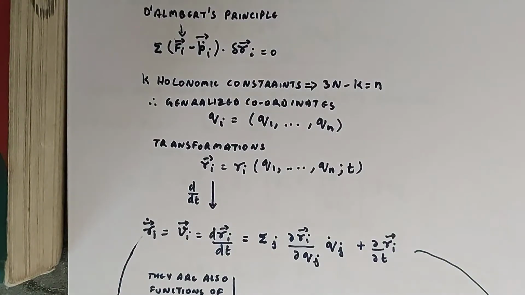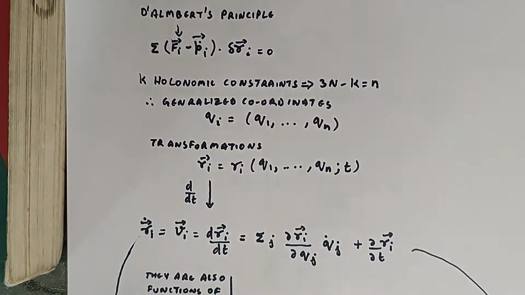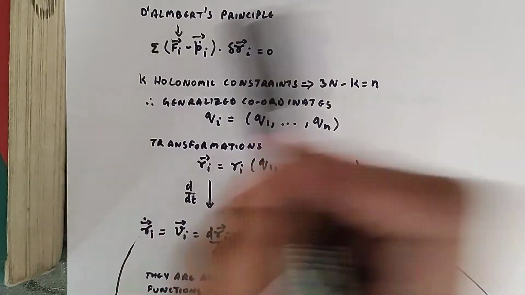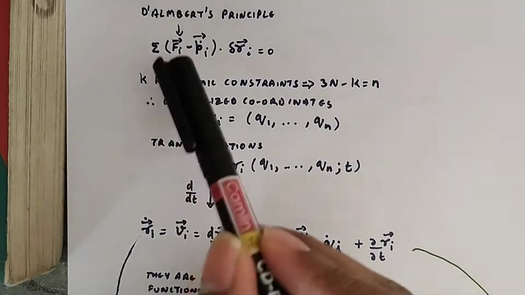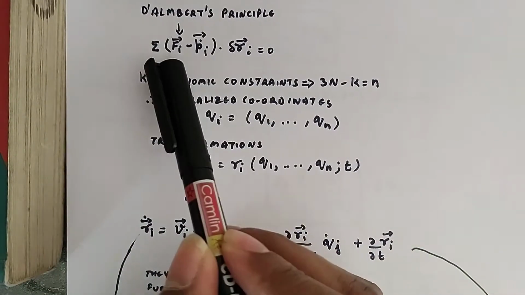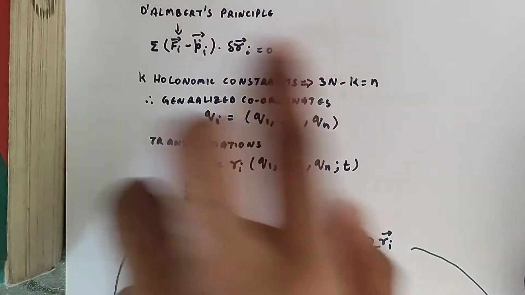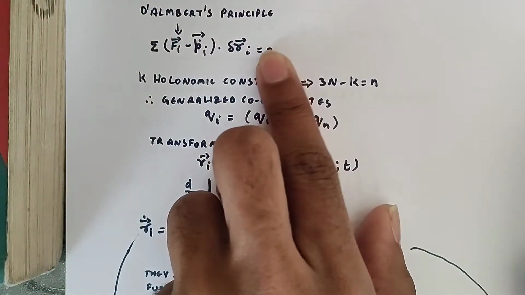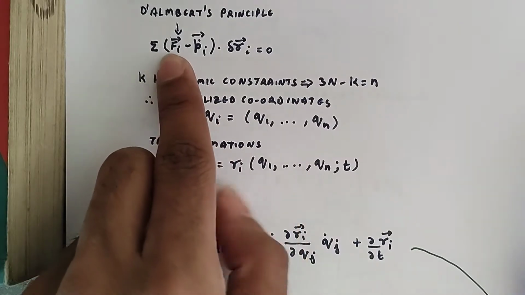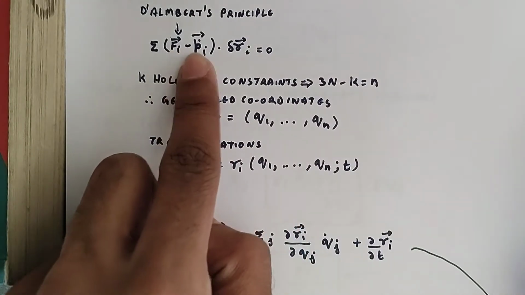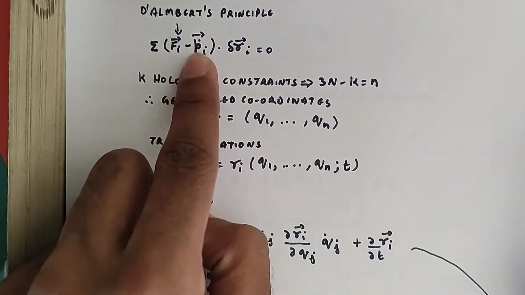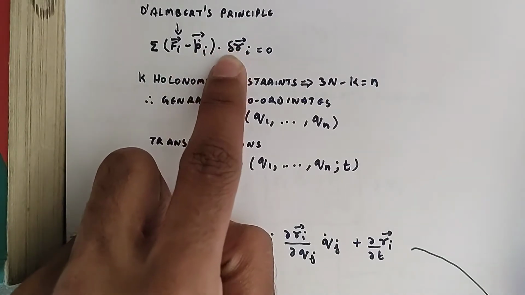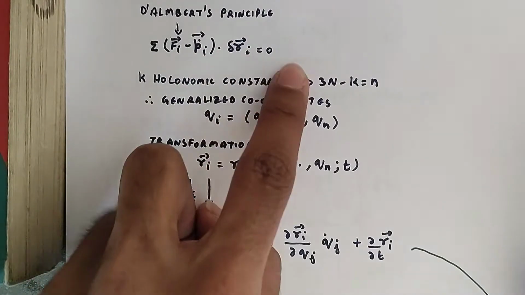So one of the concepts that I'm not going in depth is called D'Alembert's principle. So I want you to take this. This is the formula that's given by D'Alembert's principle. So this is basically D'Alembert's principle. This summation over Fi vector minus Pi dot, where Pi dot is again a force, dot delta Ri vector, is equal to 0.